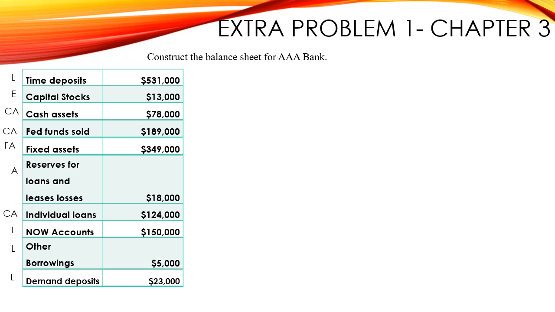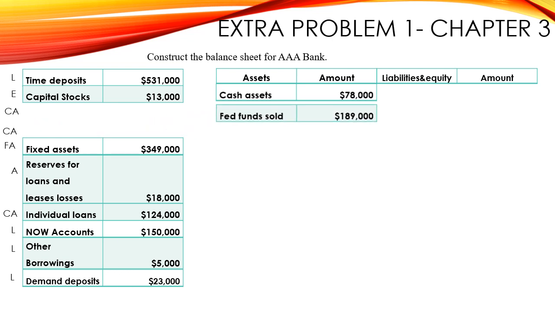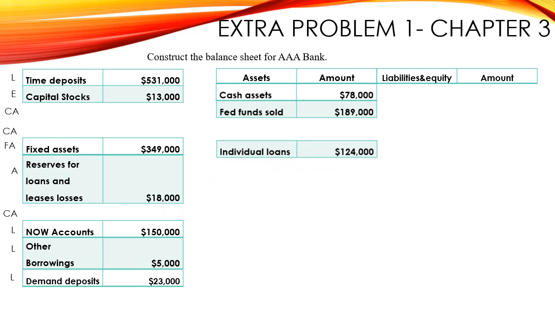The second step is to construct the balance sheet. Of course, we know that we have two sides for the balance sheet, the asset side and the liabilities and equity side. Let's start by ordering the assets. First of all, we know that we must set the current assets first. So first of all, we should put the cash assets. Then we have to put the federal funds sold. After the federal funds sold, we have only the individual loans as current assets.